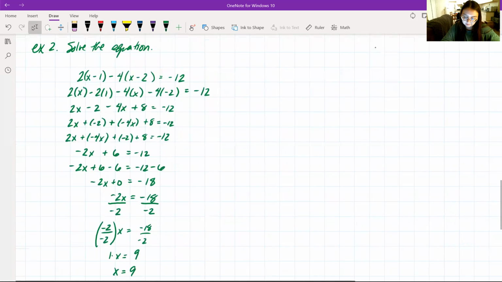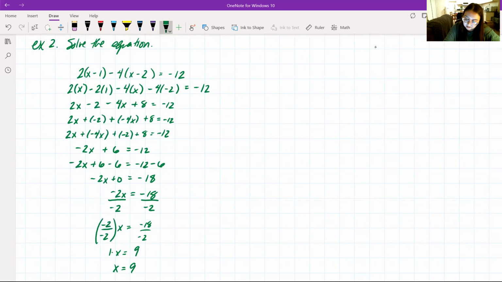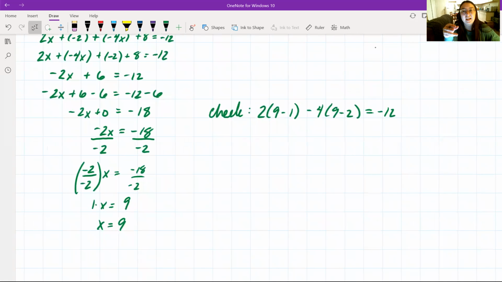Quite a few steps here. So we had x is equal to 9. We want to check if this is correct. So we have 2 times 9 minus 1 minus 4 times 9 minus 2 is equal to negative 12. So we plugged in that 9 for x. Now we're going to see if we get the same thing on each side of the equality symbol. Solving what's in our parentheses first, we get 2 times 9 minus 1, which is 8, minus 4 times 9 minus 2, which is 7, is equal to negative 12.